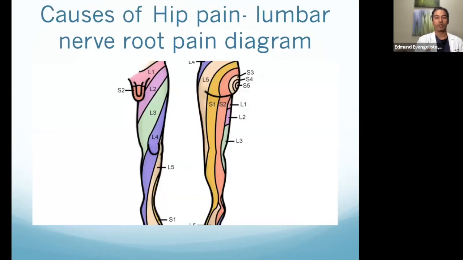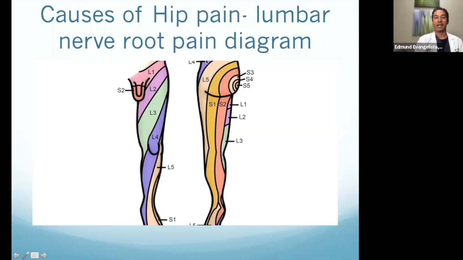This is a diagram showing the lumbar nerve root pain distribution, a dermatomal pattern of the different nerve roots that can cause pain into the lower extremity. So for example, if you have a pinched L1, L2, or L3 nerve root, it can cause pain into the front of the hip and groin, along with numbness and tingling.